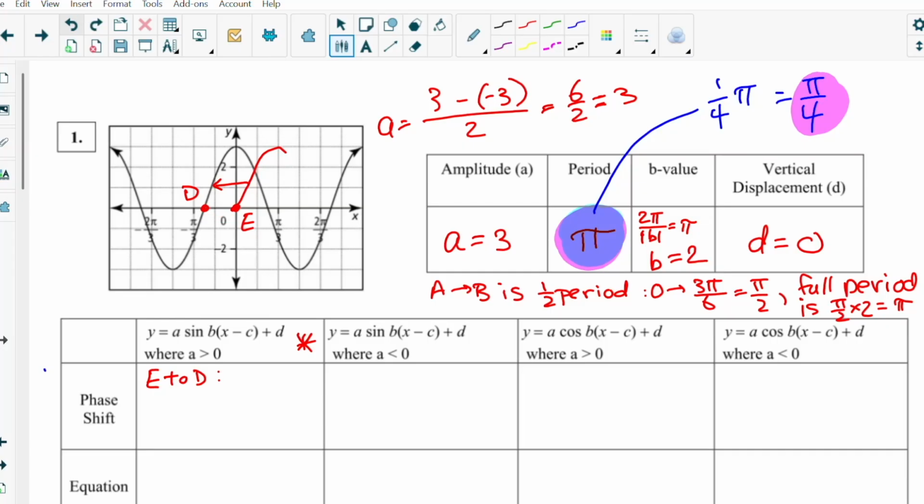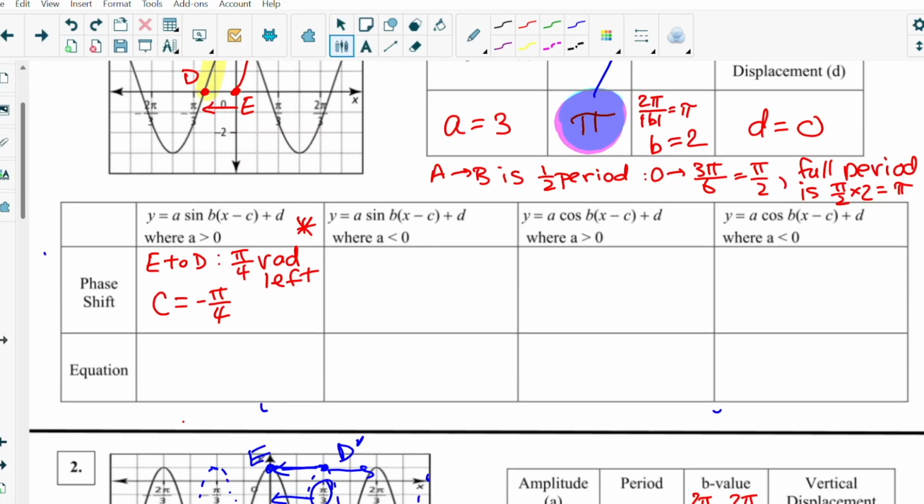The easy way to think about it without trying to look at all those tick marks is this way. So point E would start here, right? At 0, and then that is exactly a quarter of your cycle. So that'd be pi over 4. So from E to D, that is pi over 4 radians. Which way? To the left, right? So we need to go to the left. Imagine a sine function shifting to the left there. Okay, so that means a c value of negative pi over 4.